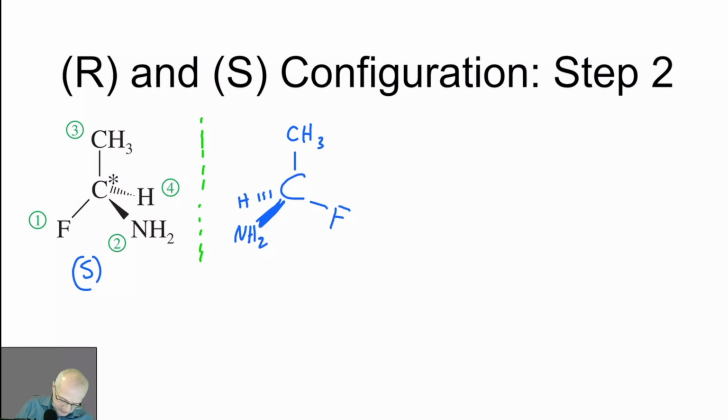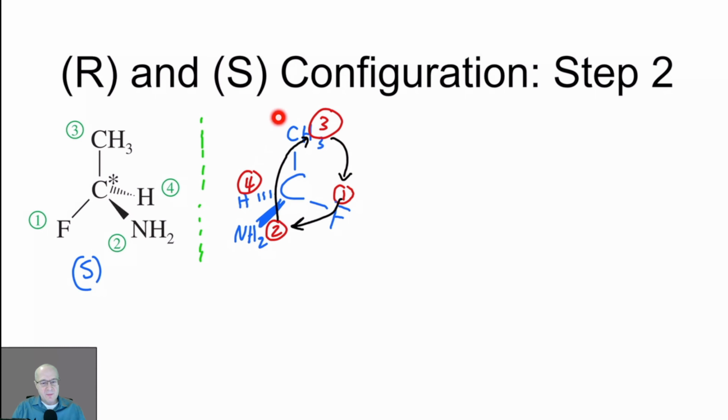Okay, so assign priority groups. Okay, 1 to 2, 2 to 3, and then back to 1. 1, 2, 3, 1. Now, my marker or highlighter is going clockwise. When you're going clockwise, you are R. So that's how it works. Counterclockwise is S, clockwise is R.